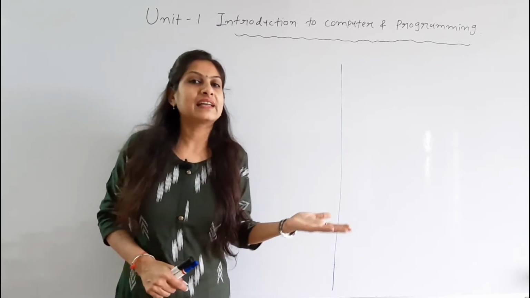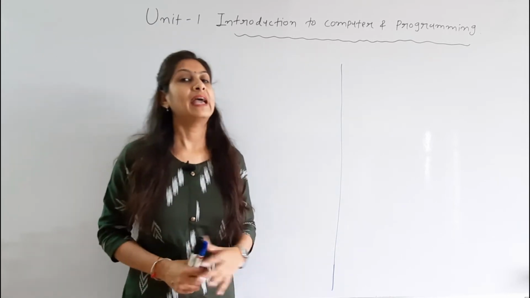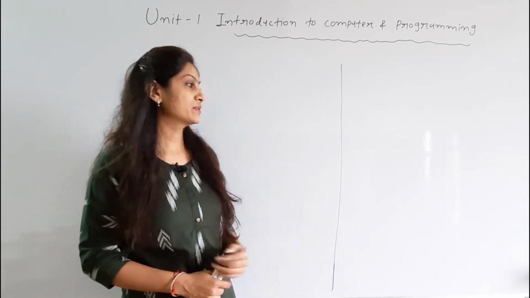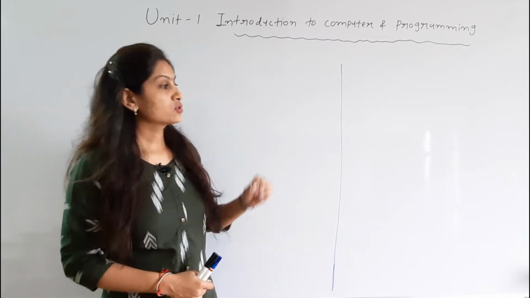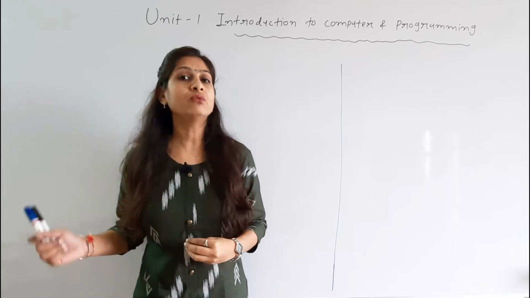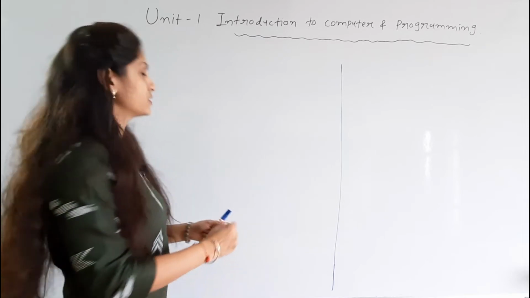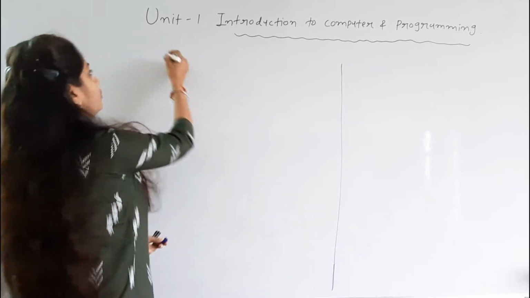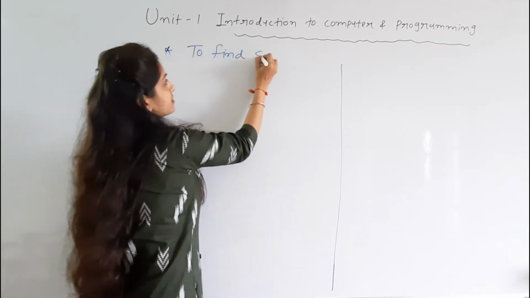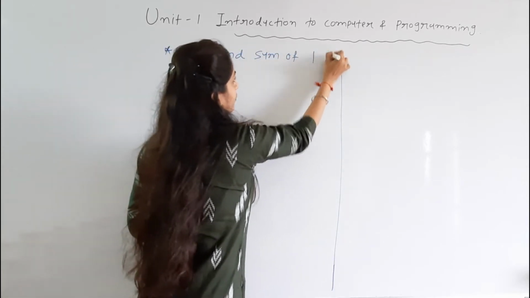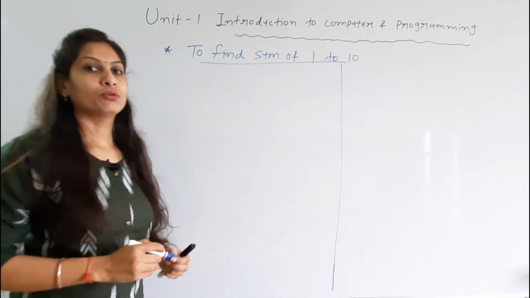And in our previous lectures we have already completed the 3 different methods for solving any kind of problems: simple, conditional, or repetitional. So today I am going to continue with a similar repetitional type of problem, and our definition is like this. Now we have to find the sum of 1 to 10.